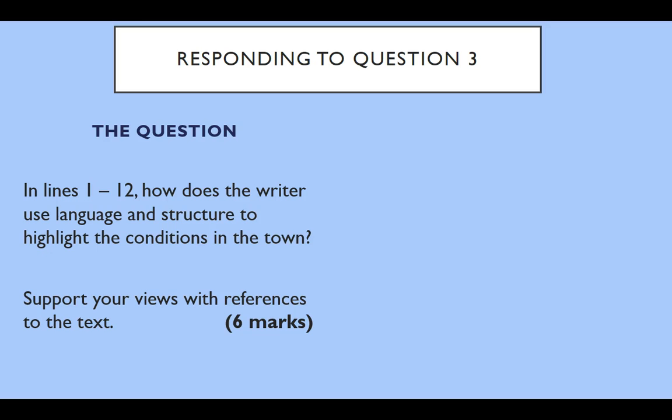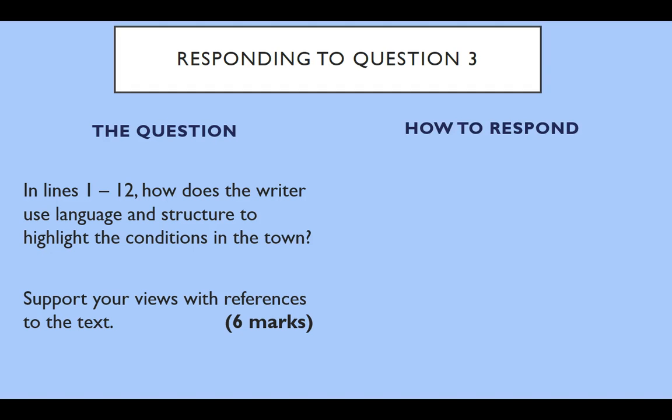It then says, how does the writer use language and structure to, and then you'll have the focus of this question, which is highlight the conditions in the town. You're reminded to support your views with references to the text, which is reminding you that you need to provide a response in the form of a PED essay, and it is worth 6 marks.